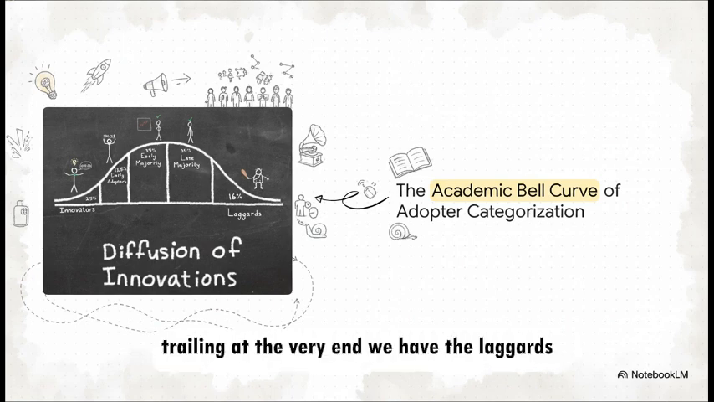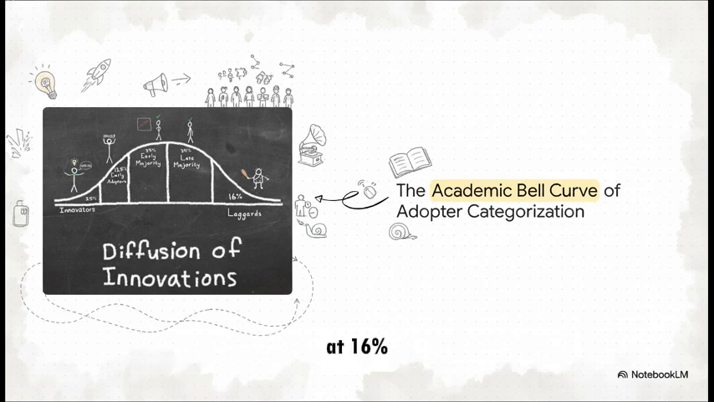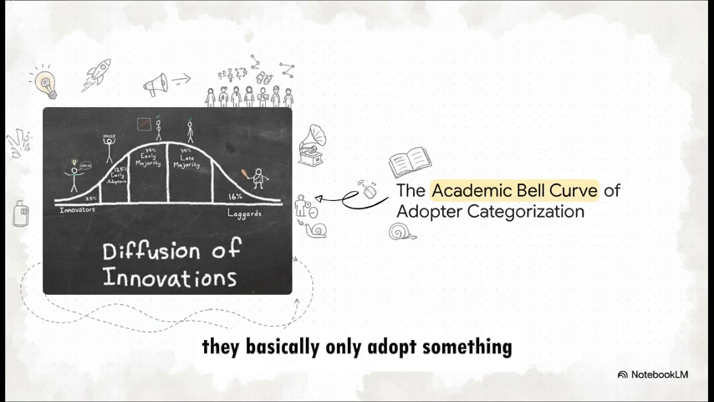And finally, trailing at the very end, we have the laggards at 16%. Now, they aren't necessarily anti-tech. They might just face economic barriers or have a deep attachment to tradition. They basically only adopt something when they are absolutely forced to.